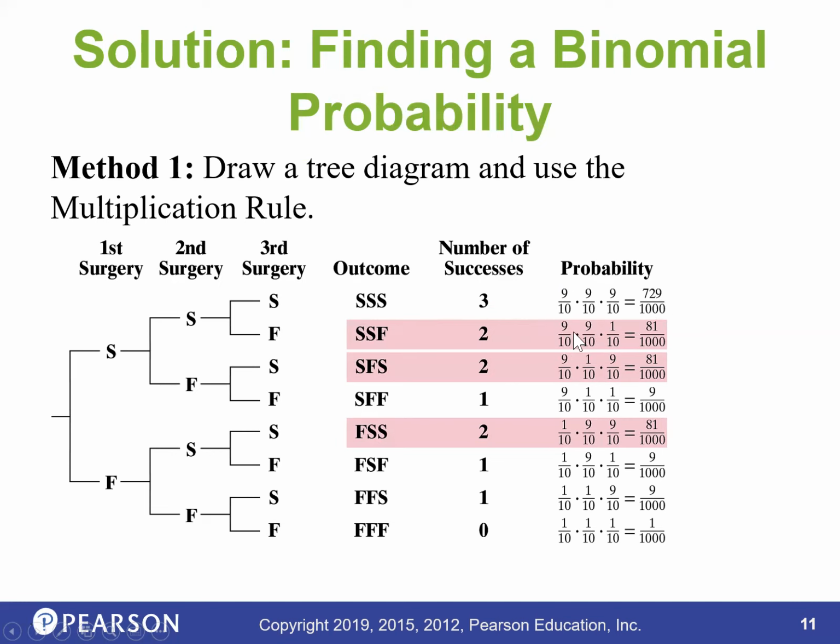This one has 9/10 times 9/10 times the 1 fail, and notice we get 81 over 1,000. And notice we have 81 over 1,000 over here, and 81 over 1,000 over here. In this case you can add them all up, or just multiply by 3. 3 times 81 gives us 243. Divided by 1,000 gives us 0.243, so about 24%. Are we good there?